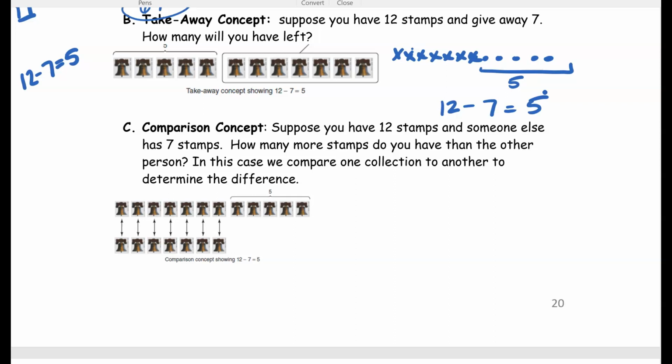Okay, the next one is called the comparison concept. If you want to do 12 minus 7 equals 5, you could draw 12 of something. In this picture, we're drawing 12 stamps, and then we draw 7 below. By comparing, we're just matching these up. We're saying, okay, these are about even. How many more is left over when I'm done comparing? Well, there's 5 left over. So that's another way that you could subtract.